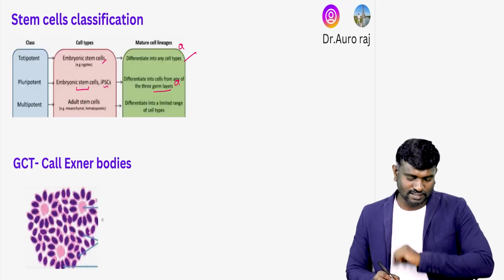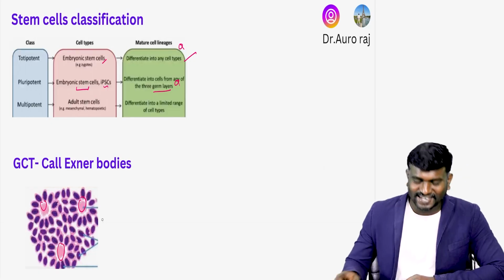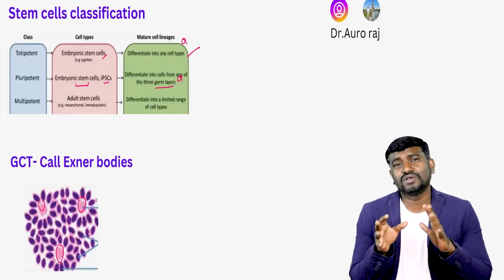Granulosa cell tumor. Remember, you're going to see Call-Exner bodies. Very good. I hope the patho revision was quite useful.